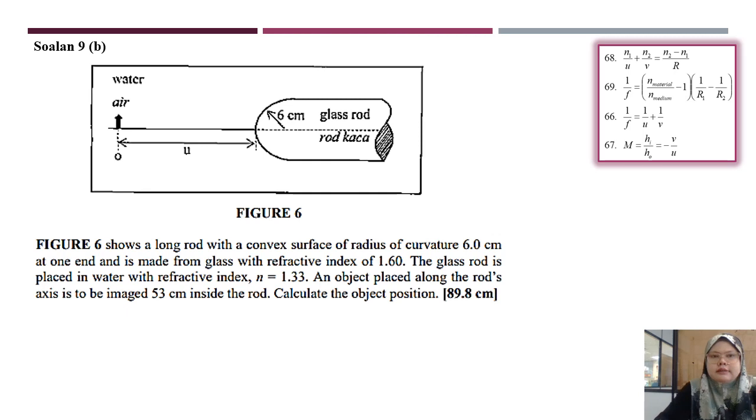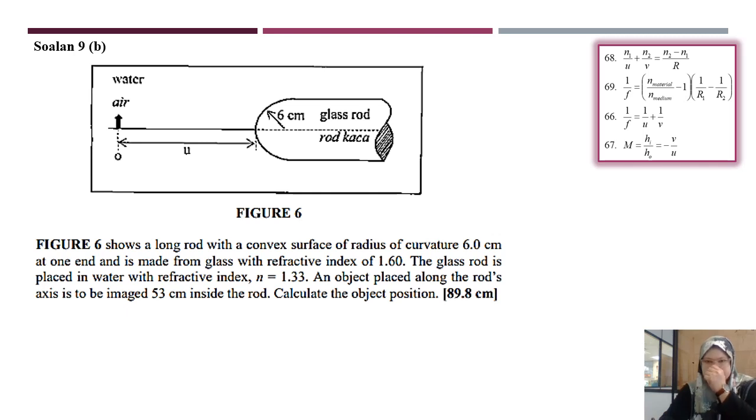Okay, next question, question 9B. Figure 6 shows a long rod with a convex surface of radius of curvature 6 cm at one end, and it is made from glass with refractive index 1.60. The glass rod is placed in water with refractive index 1.33. An object placed along the rod axis is to be imaged 53 cm inside the rod. Calculate the object position.